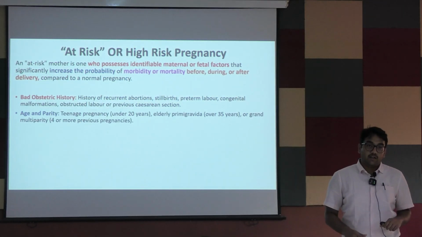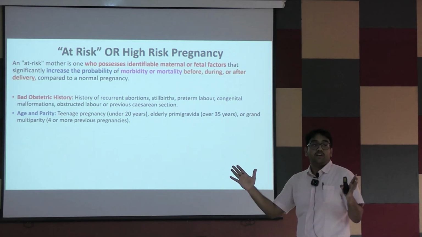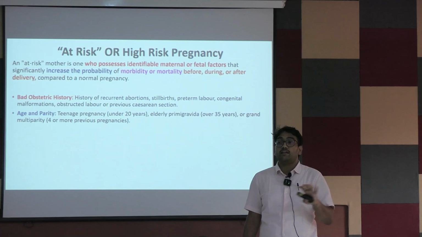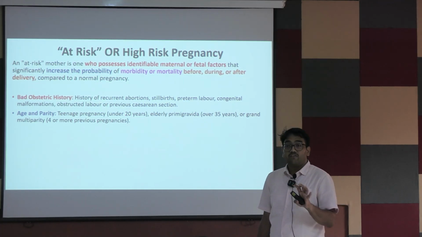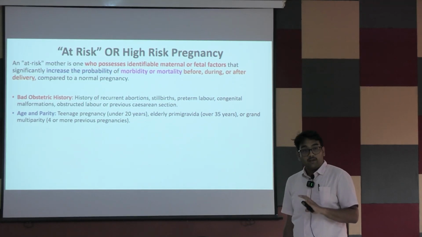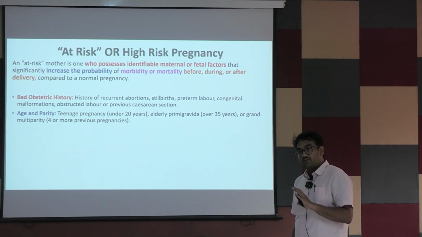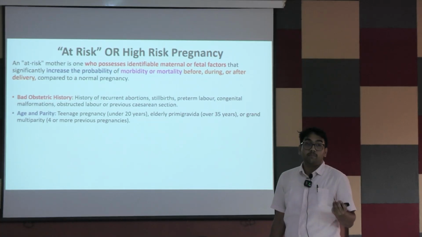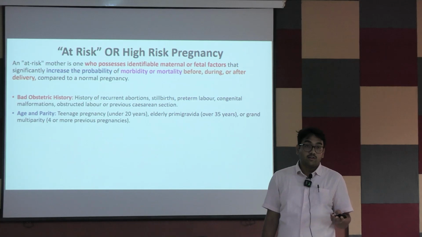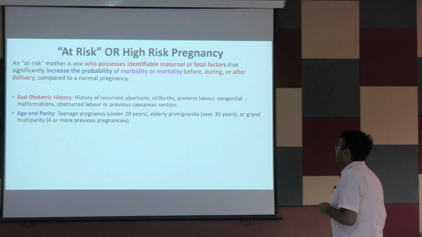Next is age and parity. As we know, both extremes of age are high risk. If a pregnancy is occurring in a lady less than 20 years of age, that constitutes a teenage pregnancy, or if she is more than 35 years in age, that is an elderly primi, that is also a high risk pregnancy. And if it is grand multipara, that is more than 4, suppose this is the 5th gravidity, that also constitutes a high risk. So, age and parity.